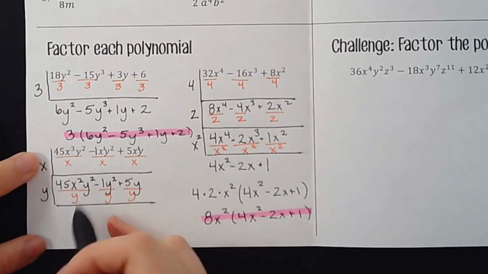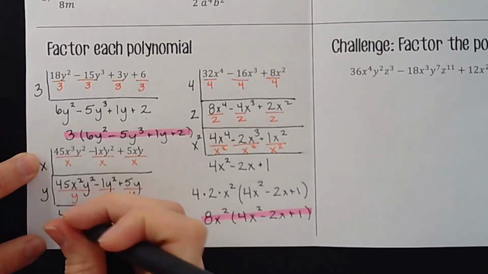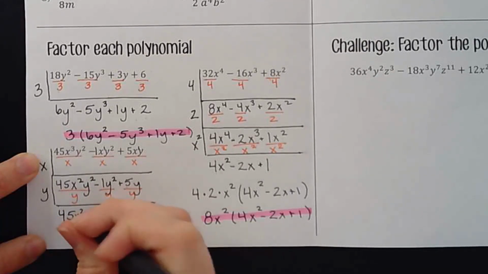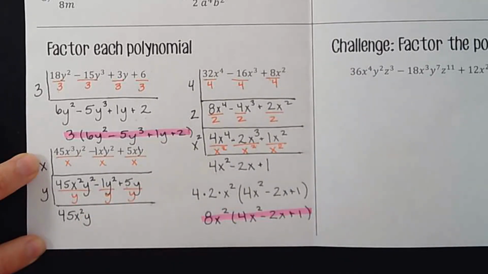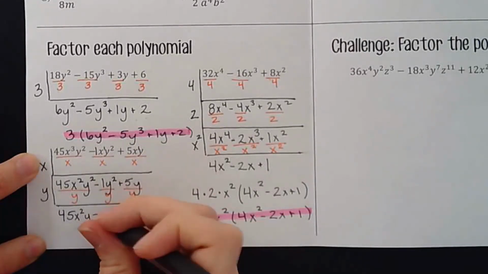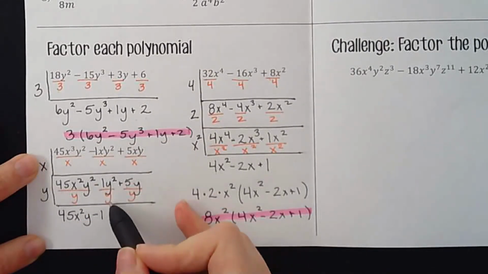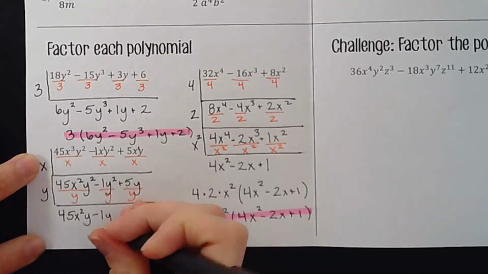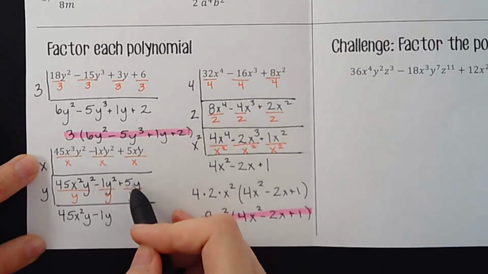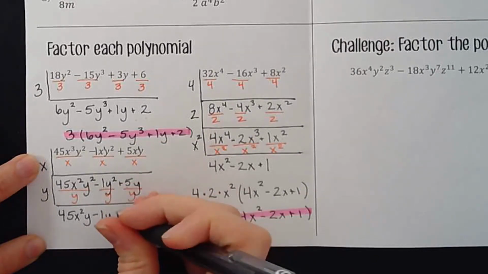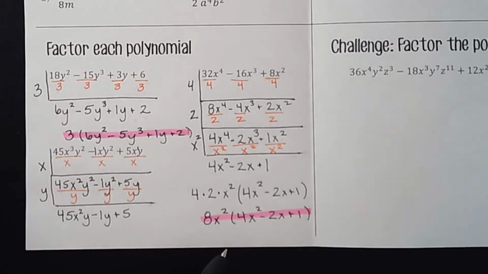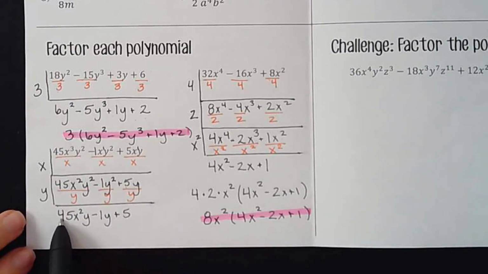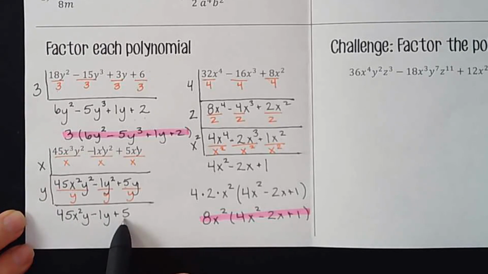So in my first polynomial, 45x squared is going to stay the same. Y squared divided by y is y. My negative 1 will stay the same here. Y squared divided by y, well, that's still y. And in my last term, my 5 would stay the same. Y divided by y cancels out. So what I have left is 45x squared y minus 1y plus 5.